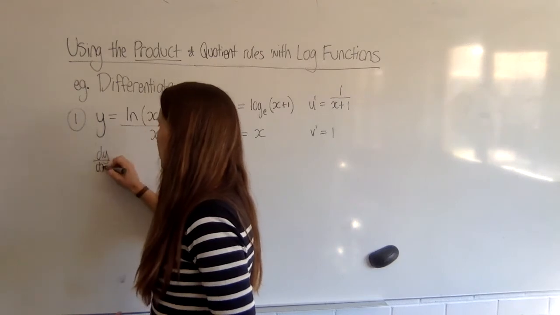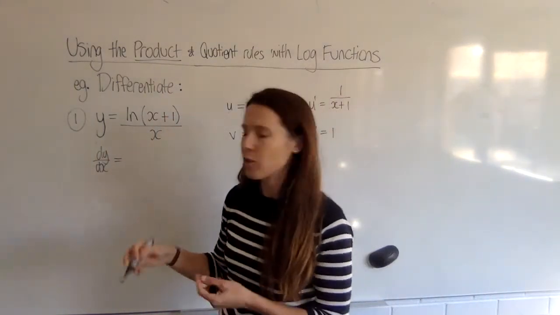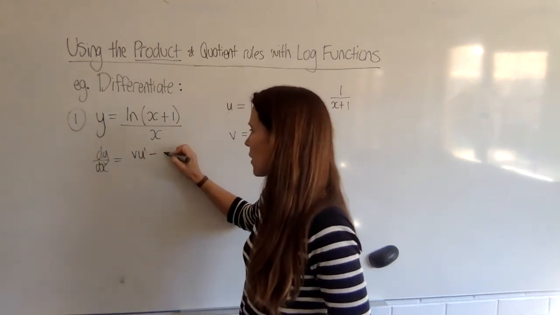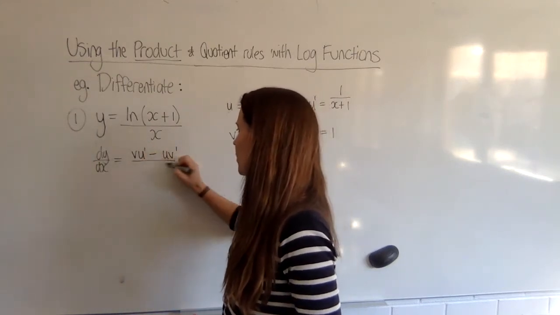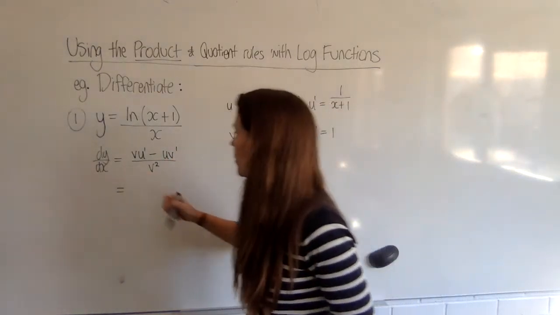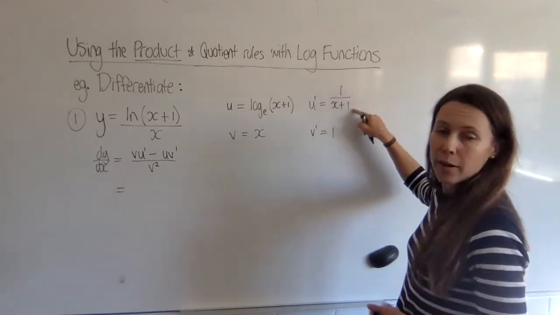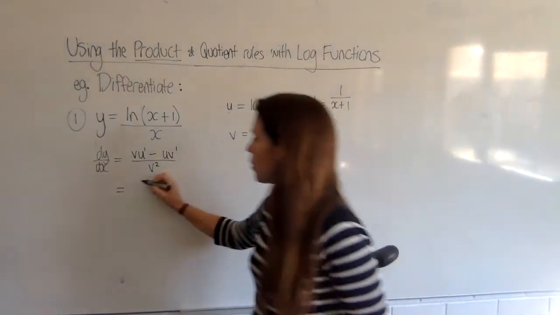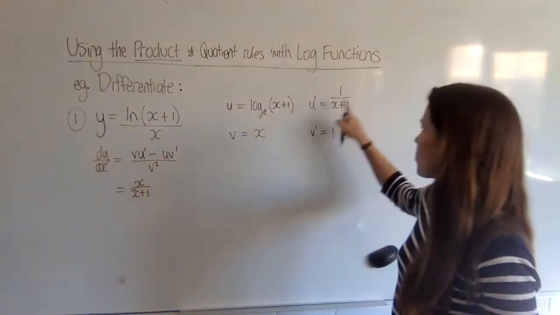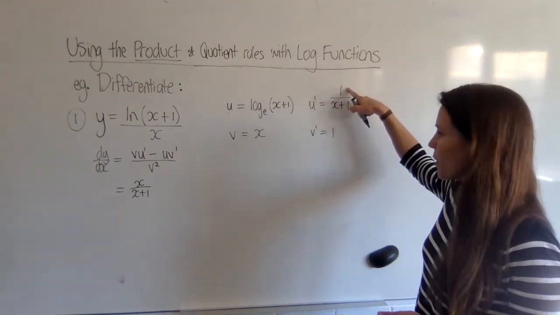Now you don't need to write this line out every time, but if you're finding that you're forgetting it, write it out a few times till it's in there. Make sure you get things in the right order: v u dash minus u v dash over v squared. So that means on the top, we need to have x multiplied by 1 over x plus 1. Well, I can write that as x over x plus 1, just multiplying those two together in my head and letting the x sit up there on the numerator.